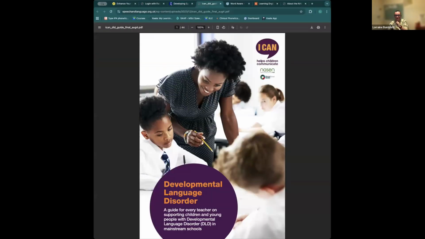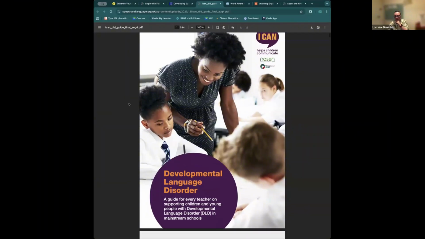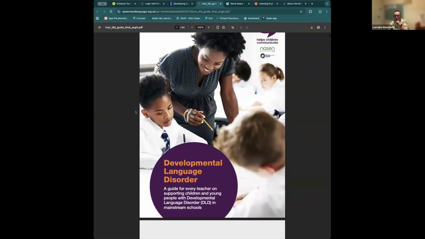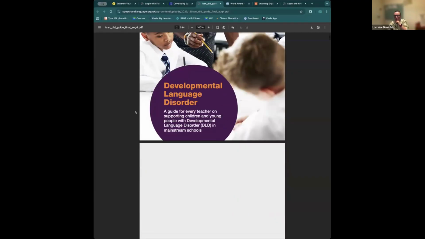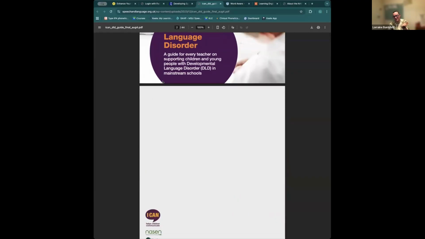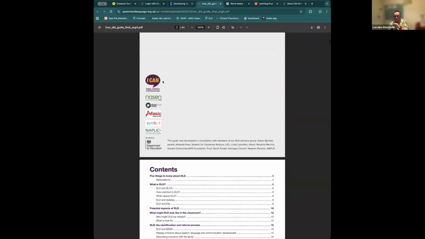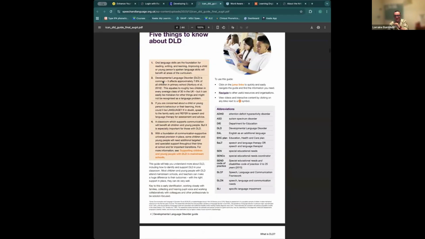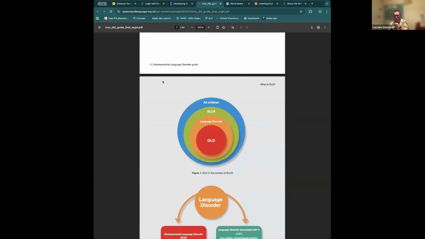And then this is a free thing. So the developmental language disorder, this is fab. It's a 44-page document by ICAN. And it's for every teacher supporting children and young people with developmental language disorder. It says mainstream schools, but I think it's useful for all different provisions. It talks about what DLD is. It's got those infographics on and what they should be doing.